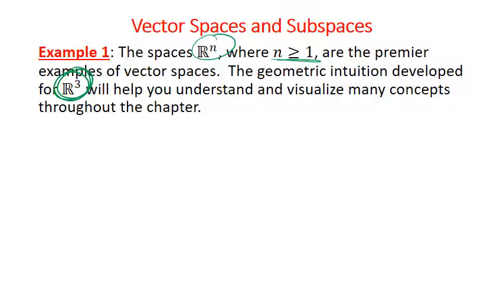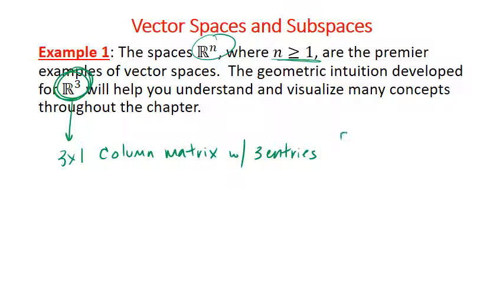So I want to refresh your memory here. R3 is a 3x1 column matrix with 3 entries. So like this. And if you're trying to visualize this geometrically, it is basically a 3-dimensional coordinate space. So stuff you may have seen in other classes.